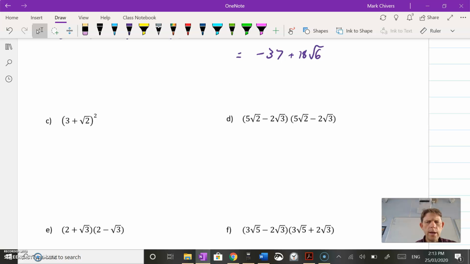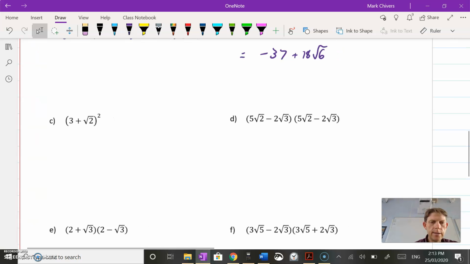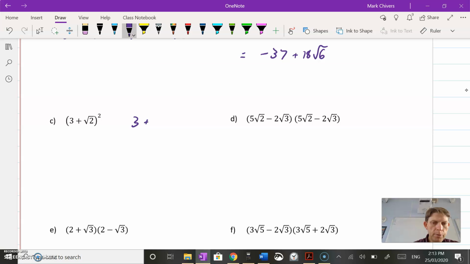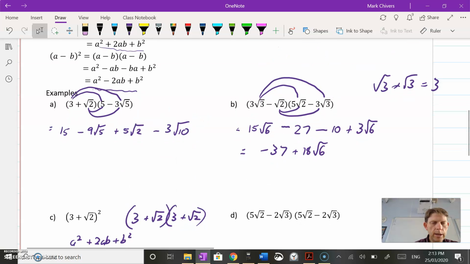Like I said before, the perfect squares, you can find a quicker way of doing them. Obviously, I can write this out as 3 plus root 2 times by 3 plus root 2 and use foil or the claw, and that will work. But we can also remember that this is going to take the form of a squared plus 2ab plus b squared, as we saw up here.